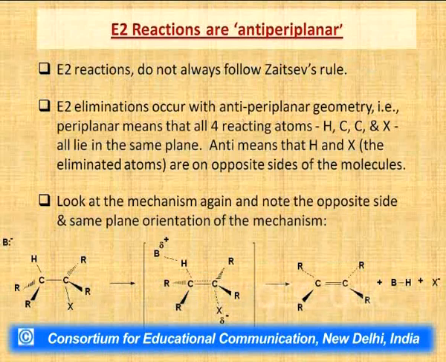E2 reactions do not always follow Zaitsev rule. E2 elimination occurs with anti-periplanar geometry. What is that? Periplanar means that all 4 reacting atoms, hydrogen, carbon, carbon and halide, all lie in the same plane. Anti means that the hydrogen and halide, which have to eliminate, are on opposite sides of the molecule.